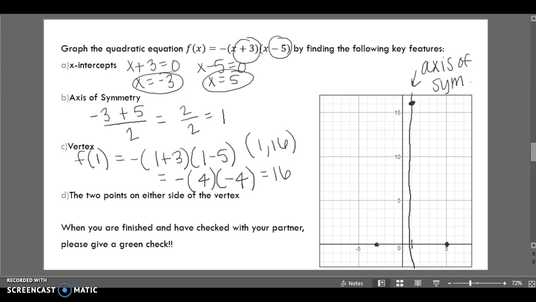Okay. And this graph opens down because our first little number up front is a negative. Okay. This number right here is a negative, so it opens down.